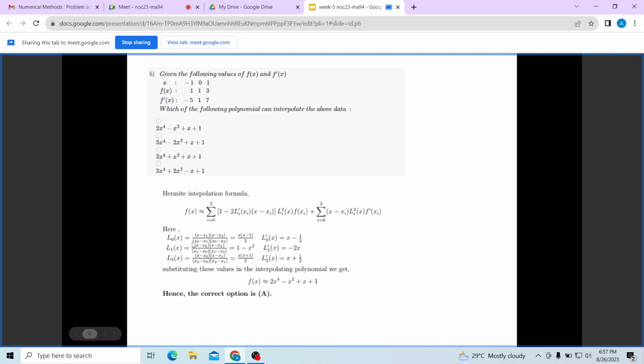Now similarly find L1 of x, that is x minus x naught into x minus x2 upon x1 minus x naught into x1 minus x2. Okay. So substitute the values of x naught, x1 and x2. You will get 1 minus x square. Fine. Now when you get L1 of x, you can calculate L1 dash x. The derivative of 1 minus x square is, this term will be 0 and this will give you minus 2x, right? Now similarly calculate L2 x and L2 dash x. Are you getting it?